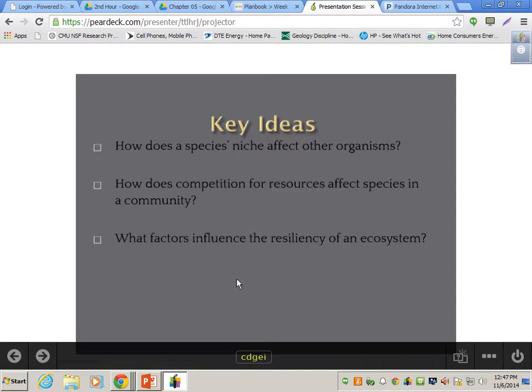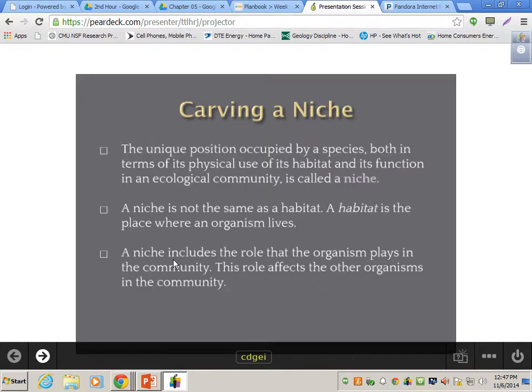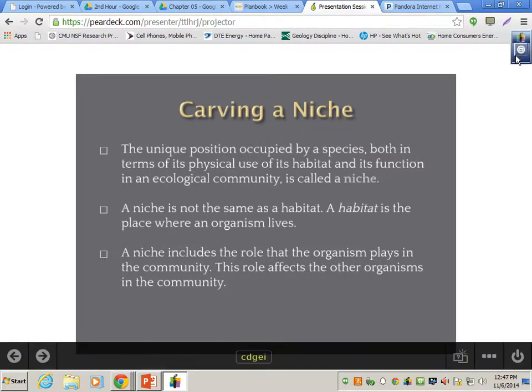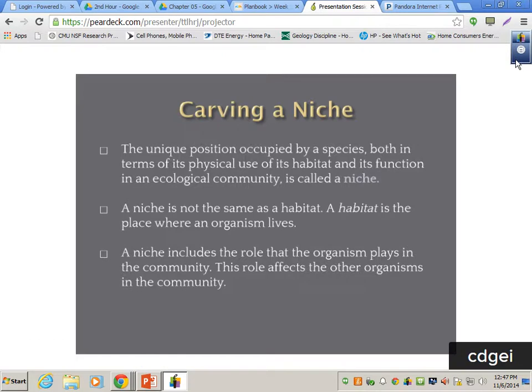So we started off, for those of you watching the recording, talking about some different niches of a panther. We're going to be looking at a species niche and how they affect other organisms, how competition affects resources available for species in a community, and some of the factors that affect what's called resiliency, the main one being biodiversity. The unique position occupied by a species, both in terms of its physical use of its habitat and its function in the ecological community, is what is called its niche.